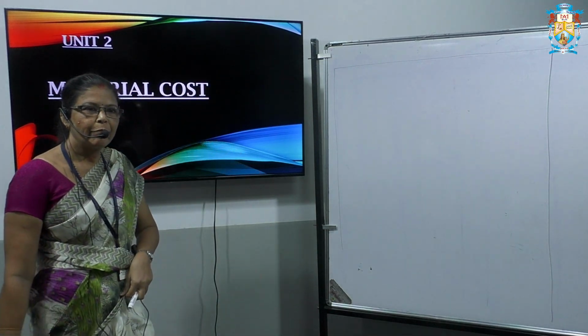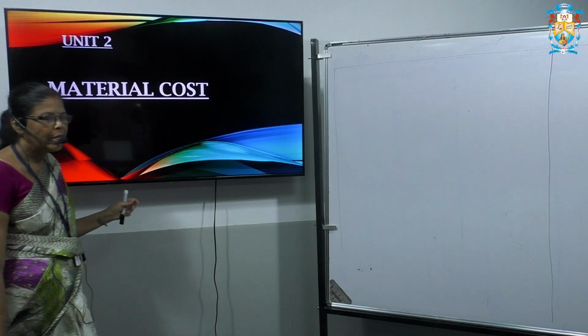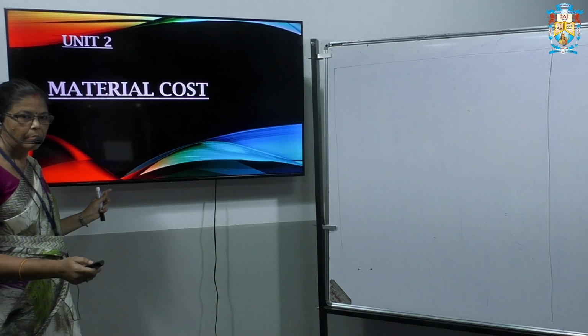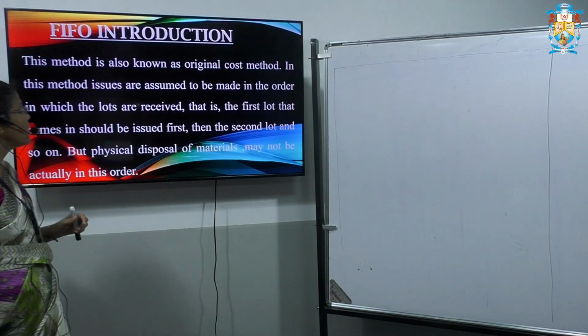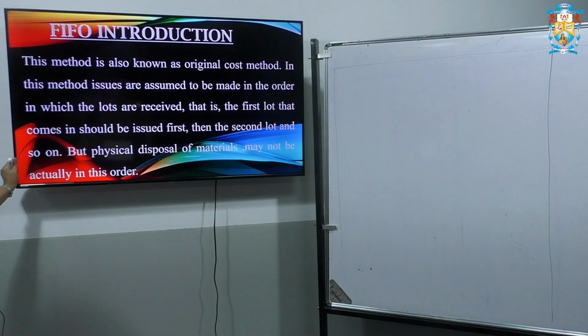This is a subject related to cost accounting. That's unit number 2, material cost. So material cost, this is the introduction regarding the material cost.